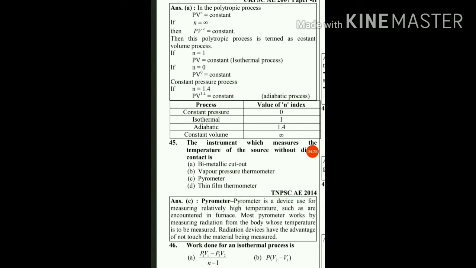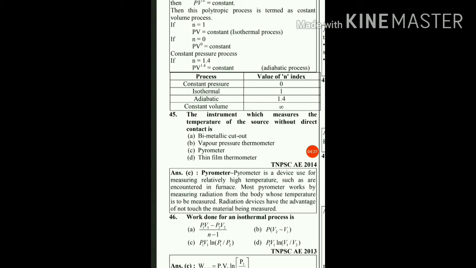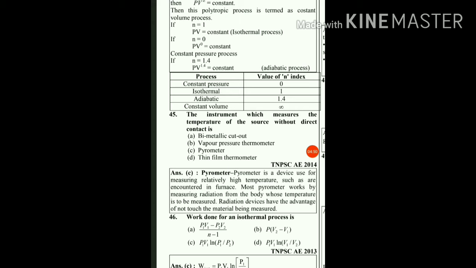The next question is: the instrument which measures the temperature of a source without direct contact. The options are bimetallic cutout, vapor pressure thermometer, pyrometer, thin film thermometer. So the correct option will be pyrometer, and a pyrometer measures temperature in the range 700 to 2000 degree Celsius. So for high temperature measurement, we have to use a pyrometer. So option C will be the right answer.